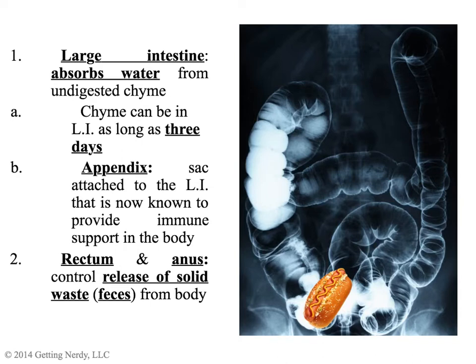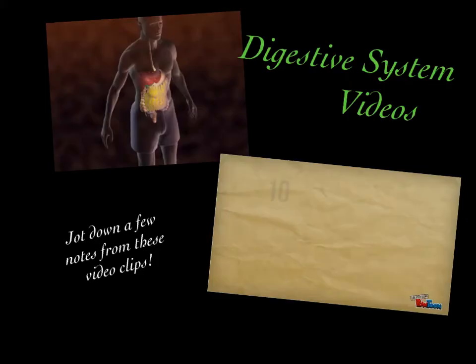And then you have the appendix. This is a sac attached to the large intestine that is now known to provide immune support to the body. Then finally, the last two parts, the rectum and anus, control the release of solid waste or feces.